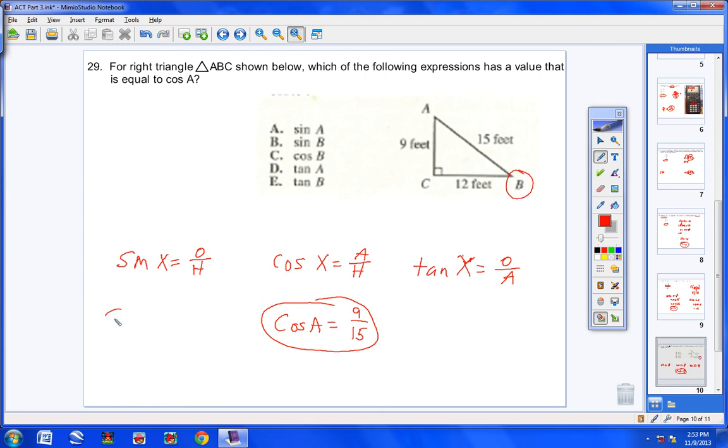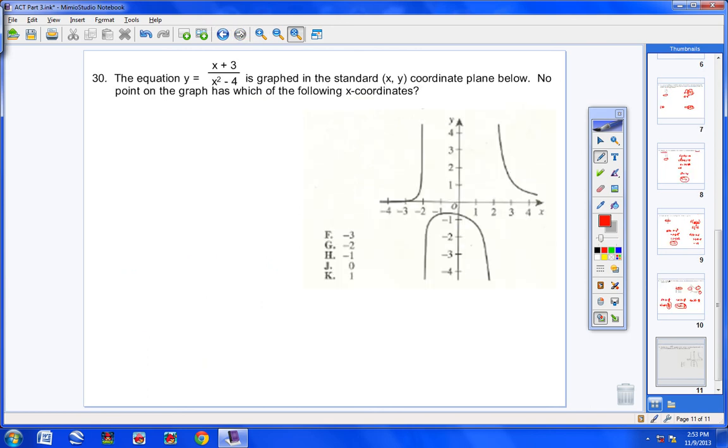What's the sine of B? The sine of B is opposite over hypotenuse, 9 over 15. So there we go. The cosine of A, 9/15, is the same thing as the sine of B, 9/15. So the answer is the sine of B. So they're testing your ability to understand sine, cosine, and tangent, what the ratios are, and then how to apply that, okay? And the last problem for this section looks a little tough, but it's actually pretty easy.